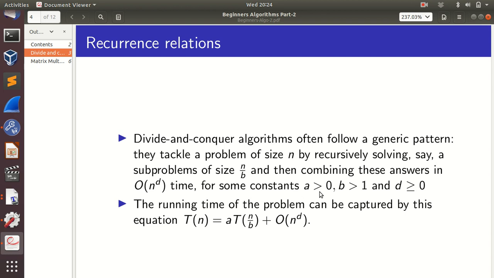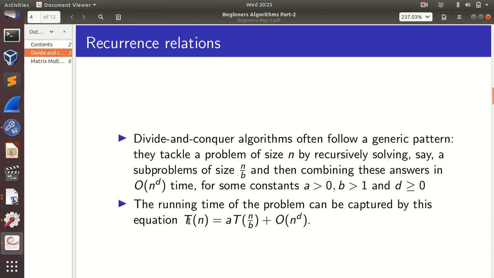So we generally have something called a recurrence relation. Suppose you have a problem of size n. Suppose you divide it into a sub problems of size n by b. So you have a number of sub problems of size n by b. And when you get the answers to all the sub problems, then the combining takes, suppose, order n to the power d time.